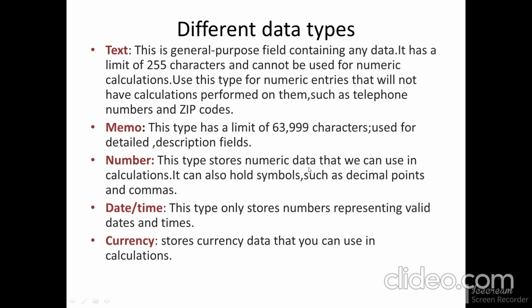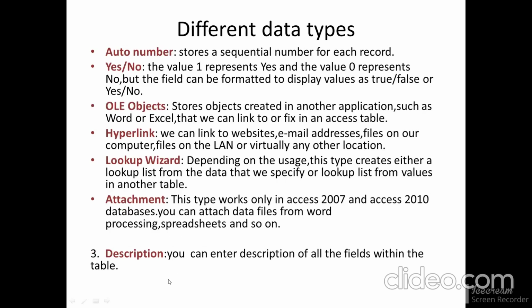Number: this type stores numeric data that we can use in calculations. It can also hold symbols such as decimal point and comma. Date and Time: this type only stores numbers representing valid dates and times. Currency: stores currency data that you can use in calculations. Next is AutoNumber: stores a sequential number for each record.